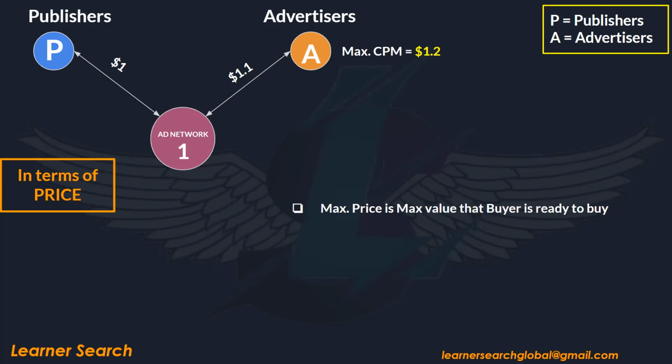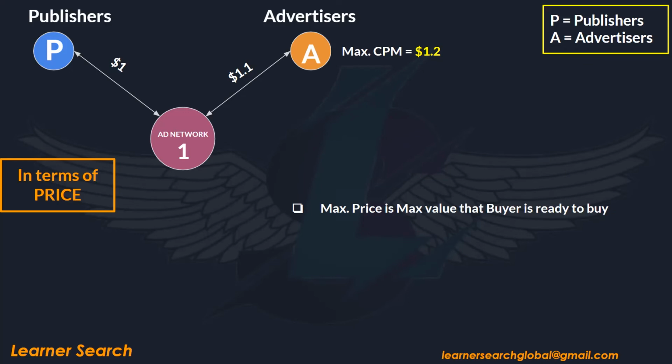Now, what did you observe here? The max CPM is $1.2. What does it say here? Max price is the max value that the buyer is ready to pay. What exactly is the max CPM in your view? On the basis of advertisers, they'll buy even at $1.2. Let me frame that sentence: maximum CPM means advertisers are willing to pay up to 1.2, and if the price is more than that, he will not pay. He's not ready to pay that.